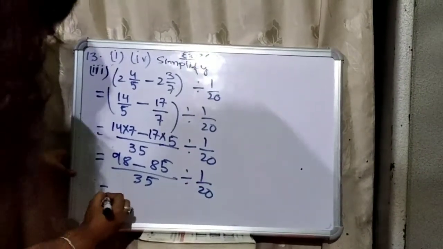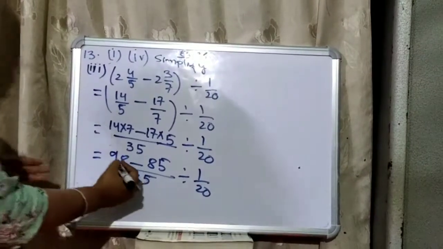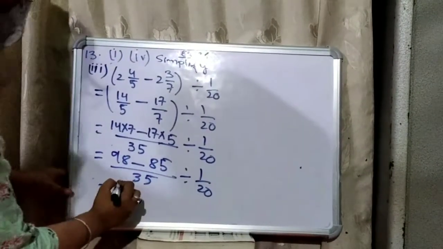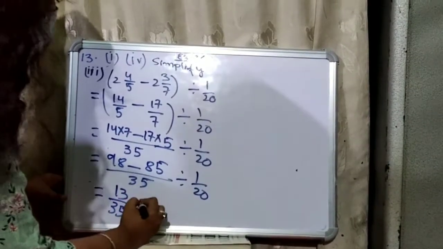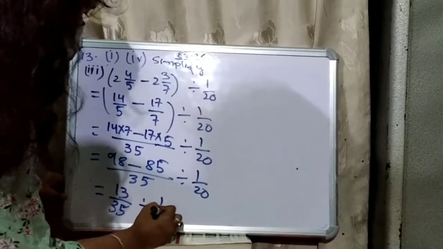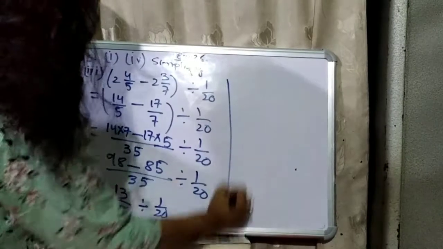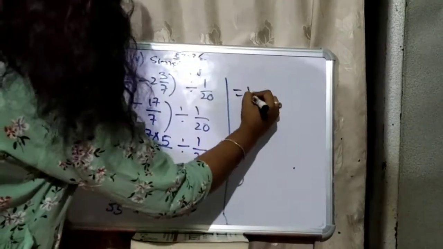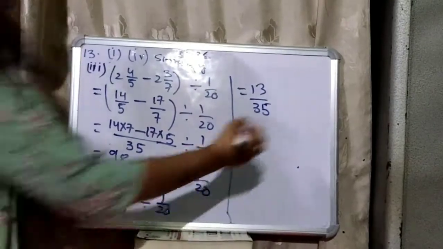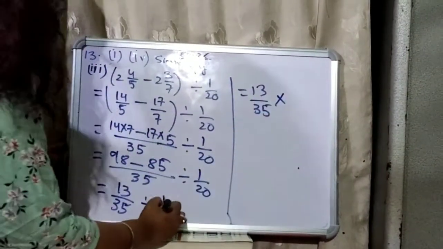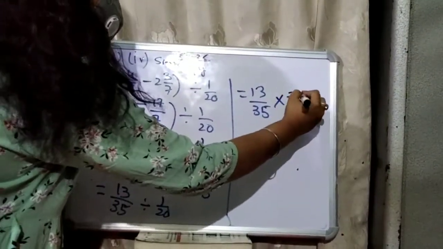Now 98 minus 85 is 13, so 13 by 35, divided by 1 by 20. I am writing this here: 13 by 35. This division sign I will convert into a multiplication sign, and then 20 will come here.